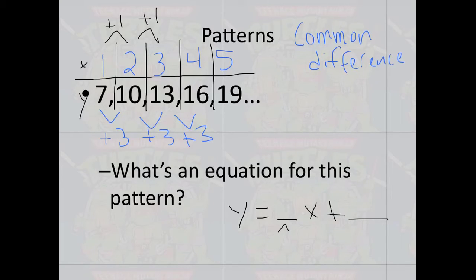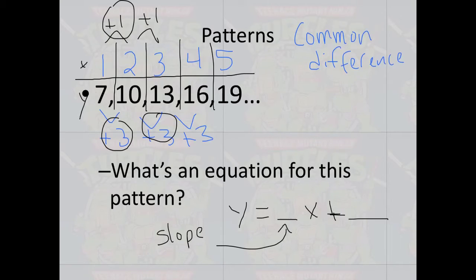This first blank is called the slope. The slope is a measure of how much our pattern is changing, and if you look at this, how much is it changing each time? It measures the difference of the y's over the difference of the x's, or 3 over 1, or since we set it up as each time going up by 1, it's simply whatever is changing each time. So our slope is 3. That's part of our equation: y equals 3x plus something.